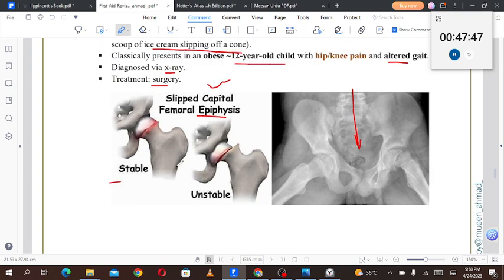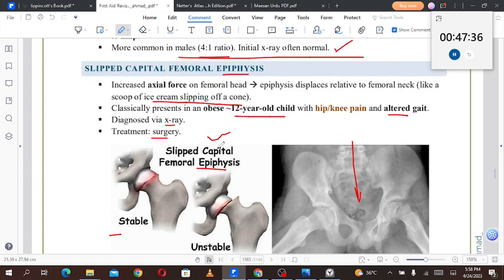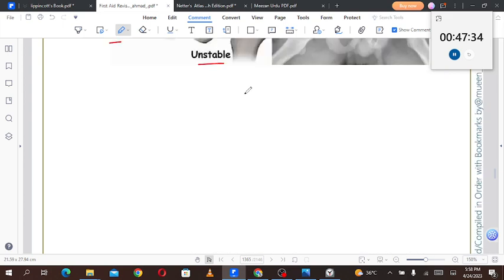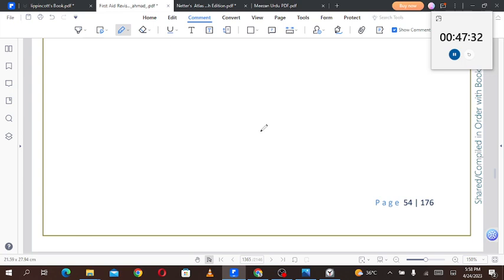This one is stable, and here it is slipped capital femoral epiphysis. This is unstable. It is not a bone fracture. The physeal plate was a junction over there. That junction is slipped, and that slippage of the junction is called slipped capital femoral epiphysis. Then moving forward to the next point.